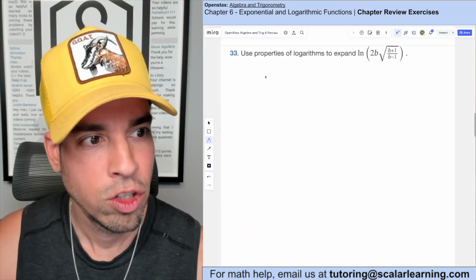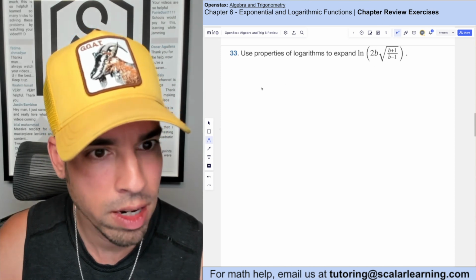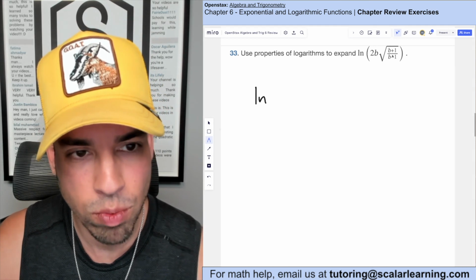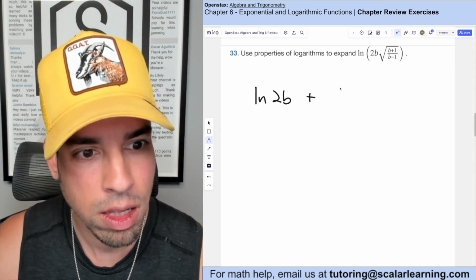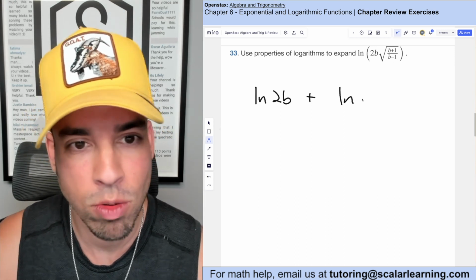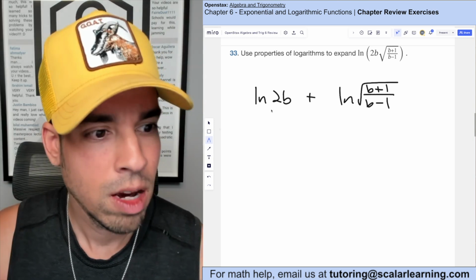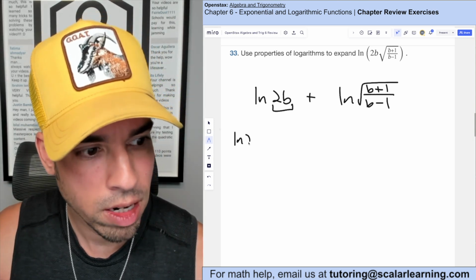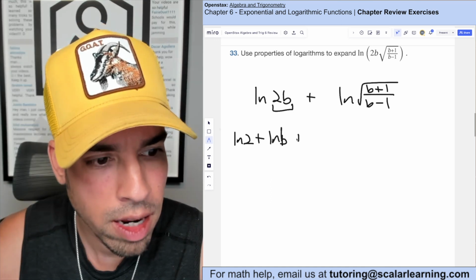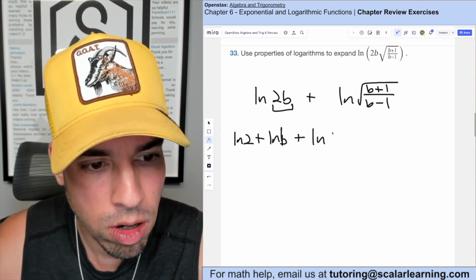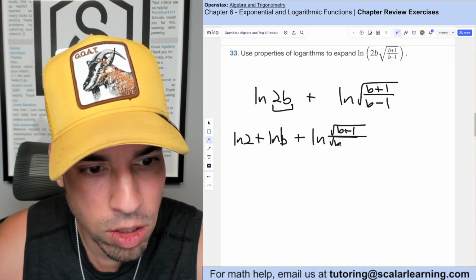Boom, done. So for this one, it says use properties of logarithms to expand this. So let's do that now. First things first, I have 2b times this radical, so I can split it up into 2b and then plus ln of that, because when the arguments are multiplying, you can split it up as addition with the two separate arguments. Now, because these are multiplying, I can also break that up as addition, right? Ln of 2 plus ln of b. And then this I can actually break up as a radical of the numerator, b plus 1, over a separate radical of the denominator, b minus 1.